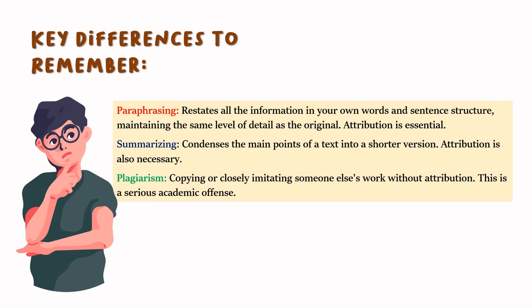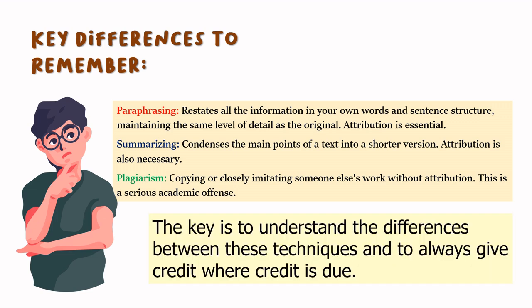When writing an expository text, you'll likely use a combination of paraphrasing, summarizing, and quoting as discussed earlier, to incorporate information from your sources effectively and ethically. The key is to understand the differences between these techniques and to always give credit where credit is due.